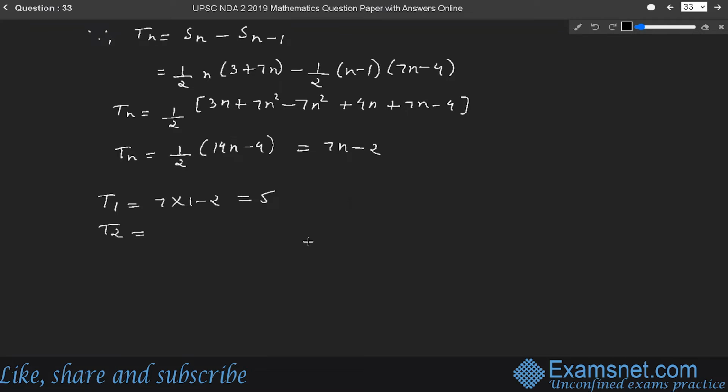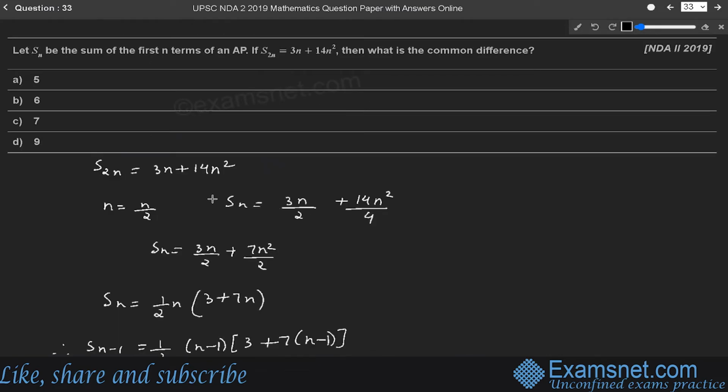And similarly, T2 will be equal to 7 into 2 minus 2, which is equal to 12. Now we have to find the common difference between T1 and T2. So T2 minus T1 will be 12 minus 5, which is 7. So we can say that the common difference is 7. Therefore, the correct option here will be option C, which is 7.